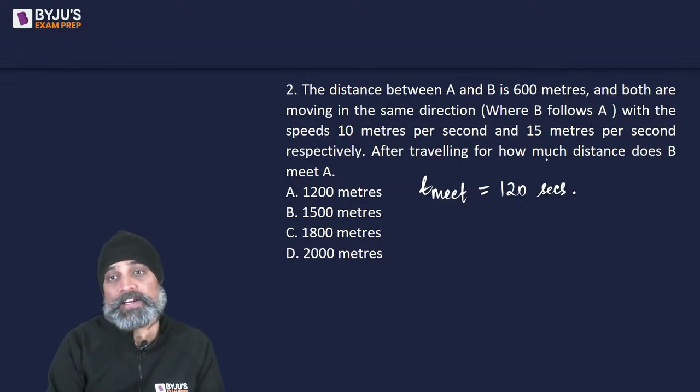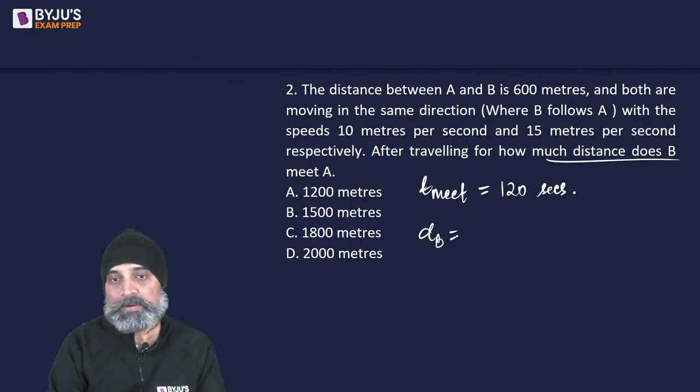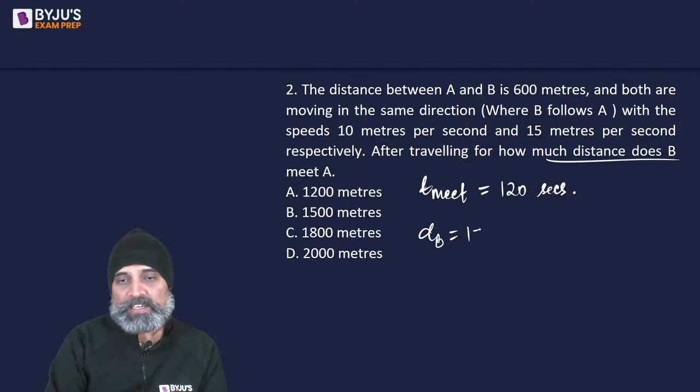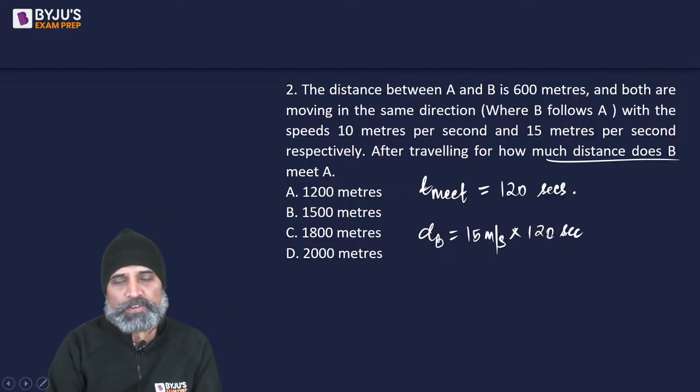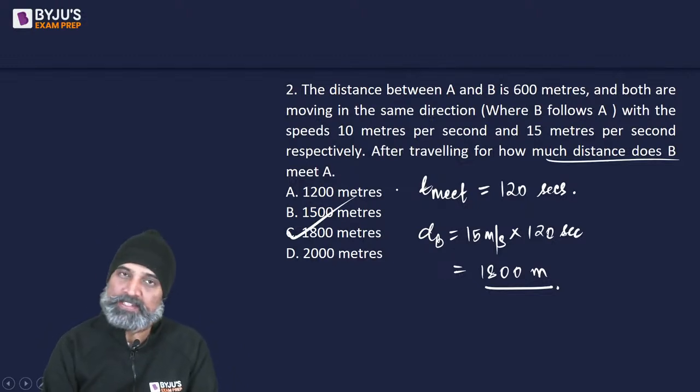Since we are asked to find the distance covered by B, distance is speed into time, right? So speed of B is 15 meters per second, and the time we know is 120 seconds. B was moving for 120 seconds. So this is 120 into 15. 12 into 15 is 180, followed by one more 0. So 1800 meters should be the answer, which is option C.